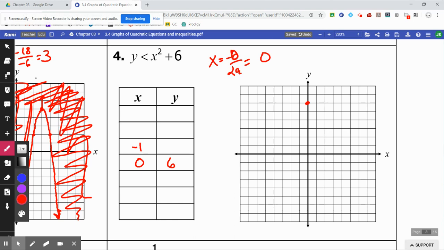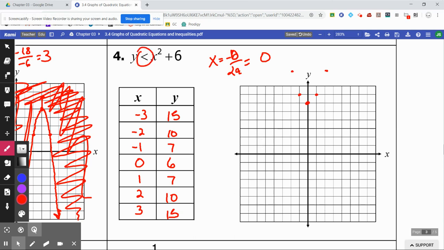Picking values on each side: -1, -2, -3, 1, 2, and 3. That will give you values on each side of that axis of symmetry. As you plug them in, make sure again there's no negative here, so just square it first, add 6 to it. And here are the values you should get. Let's plot those points. And you see there, it doesn't hardly fit on your graph.